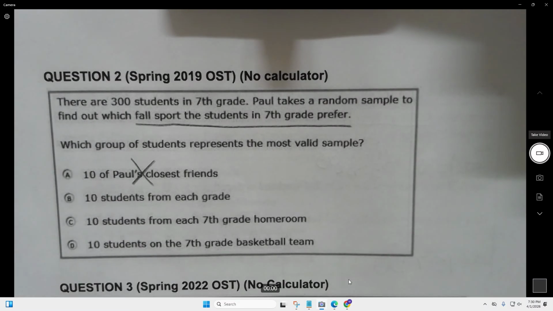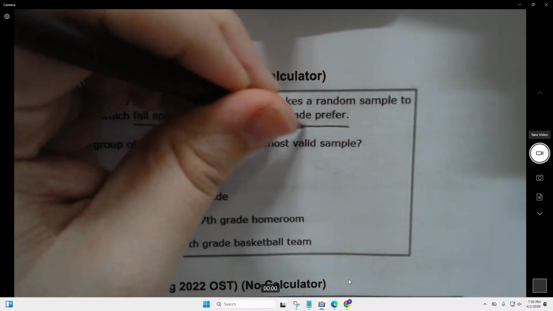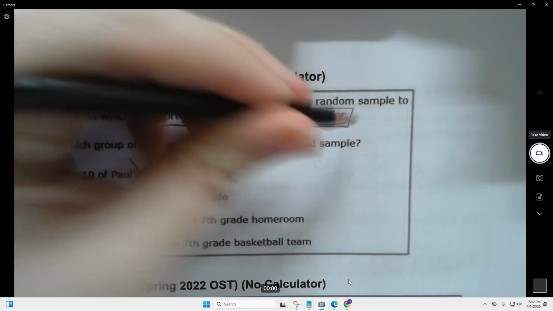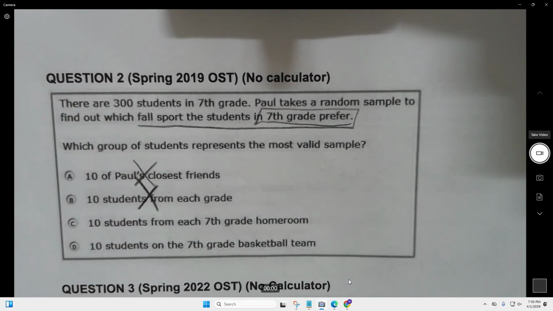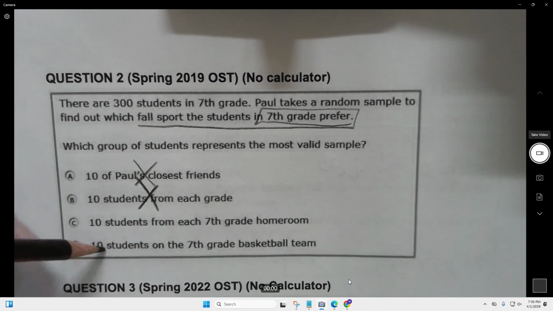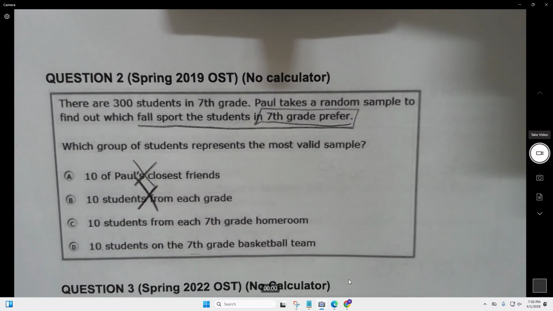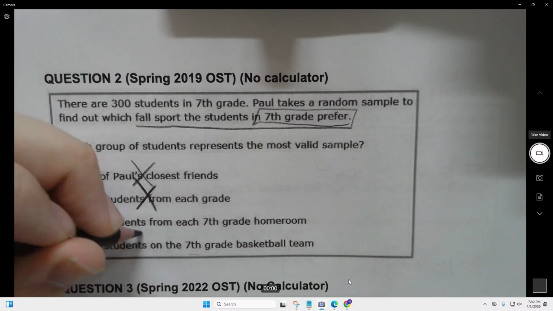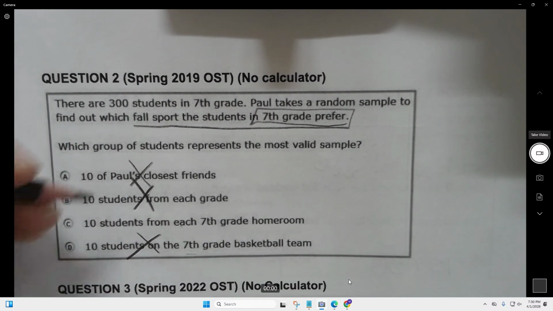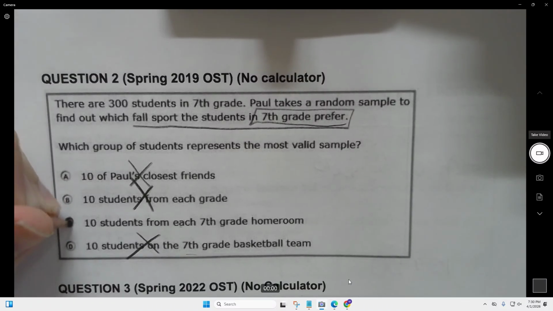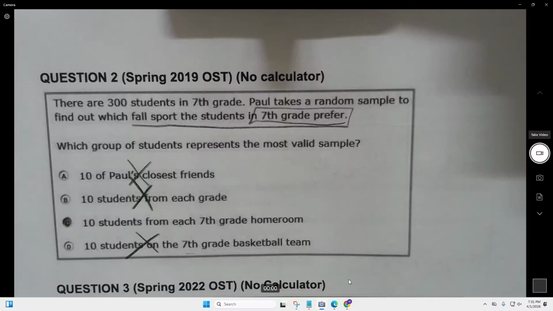You're probably going to be friends with people who like the same sport as you. So that's not really a good sample. B, 10 students from each grade. This was the answer to the last question, not this one, because we're talking about what only the 7th grade prefer. We don't care what the 6th grade thinks. We don't care what the 5th grade thinks. We only care what the 7th grade thinks. D, 10 students on the 7th grade basketball team. Guess what sport they're probably going to vote for? Probably basketball. C, 10 students from each homeroom. Fairest. Just pick 10 random students from each homeroom.